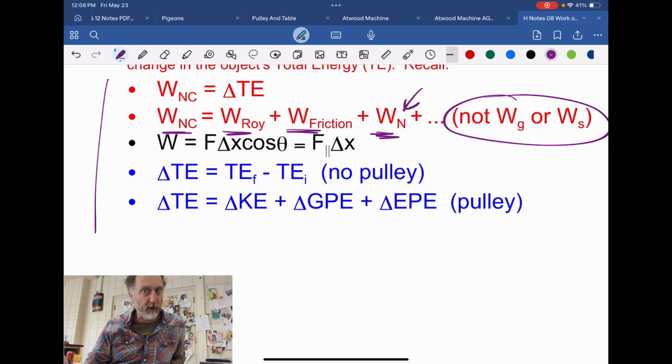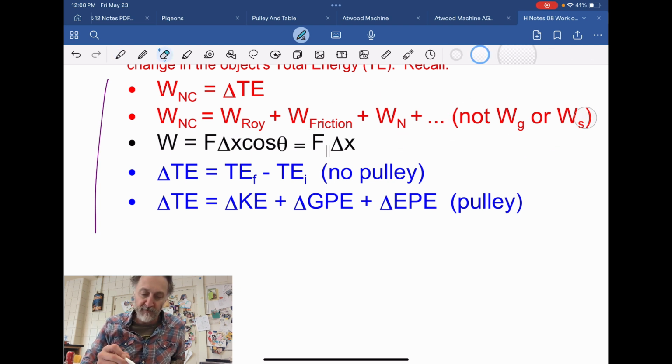Often 0, but not always 0. Okay? All right, and then we know how to calculate work like we talked about back in that first slide, right? You can just do force times displacement.